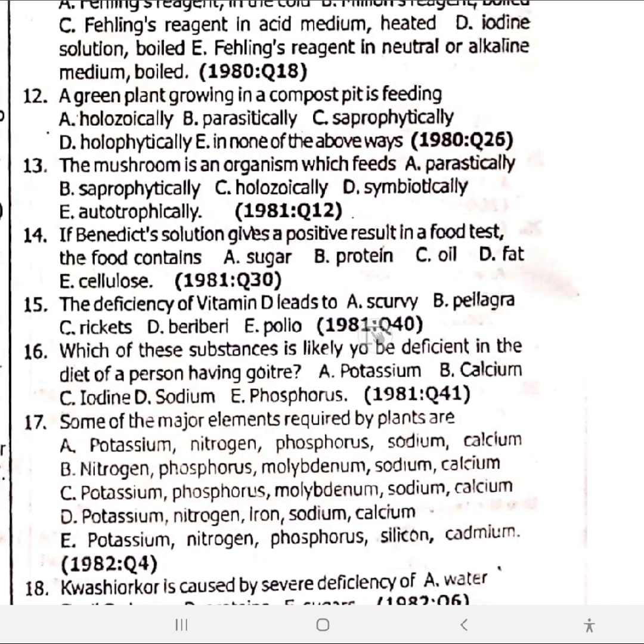Let's write. Deficiency of vitamin A leads to night blindness or total blindness. Next, deficiency of vitamin B1 leads to beriberi. Deficiency of vitamin B2 leads to skin lesion, especially around the mouth.